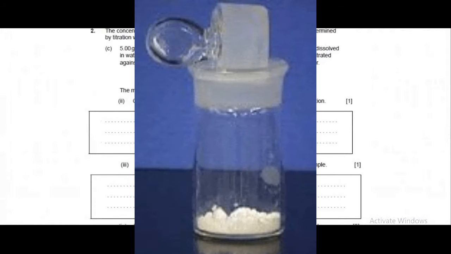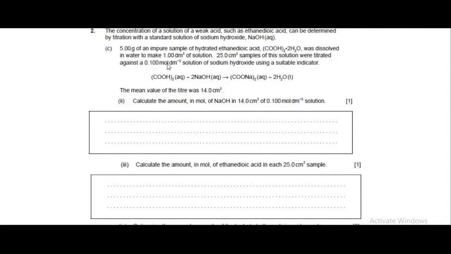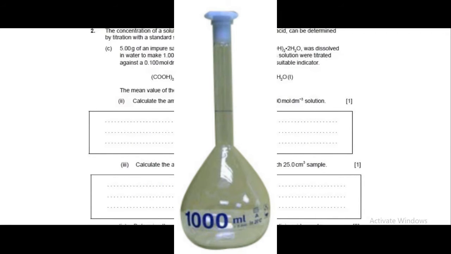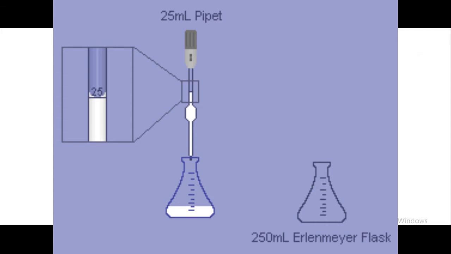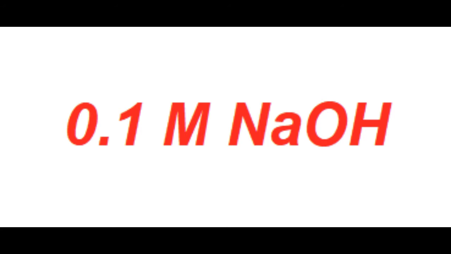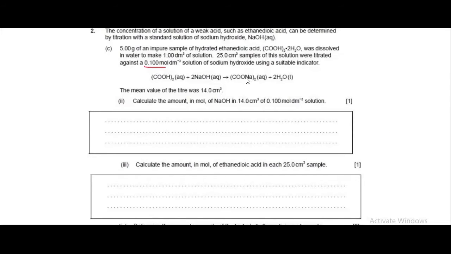5 gram of an impure sample of hydrated ethane dioic acid was dissolved in water to make 1 dm cube of the solution. 25 ml is used for titrating. The NaOH solution that was used for titration is 0.1 molar. So this is the balanced chemical equation for the same. When the titration was done, it was found that 14 centimeter cube of NaOH was run out of the burette. If this is the burette, approximately 14 centimeter cube was utilized.